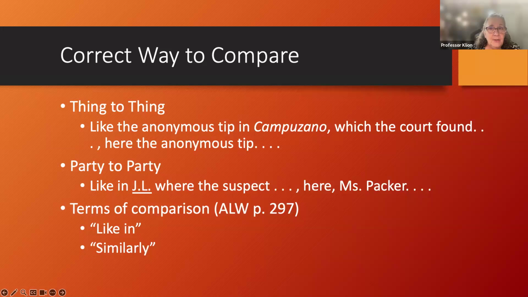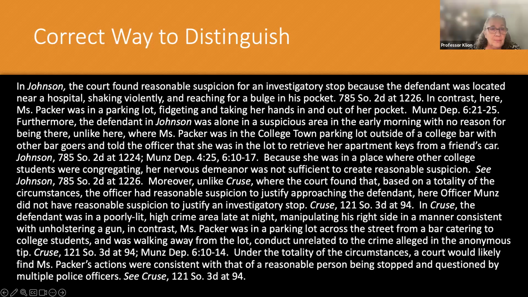But you don't stop there. You're also going to have to distinguish, especially if you're raising counter-analysis. So let's talk about how to distinguish. In Johnson, the court found reasonable suspicion for an investigatory stop because the defendant was located near a hospital, shaking violently and reaching for a bulge in his pocket.